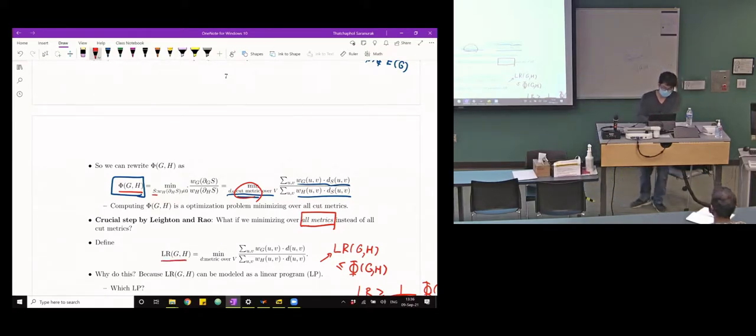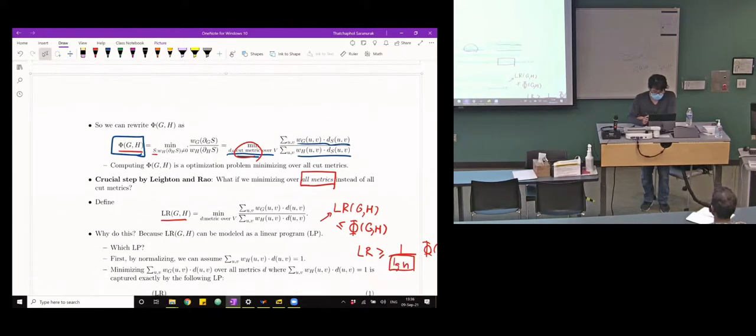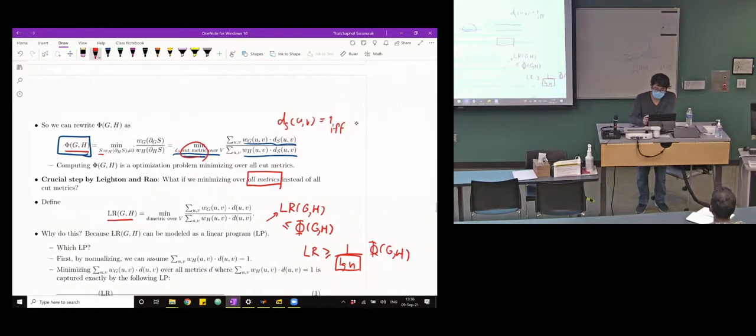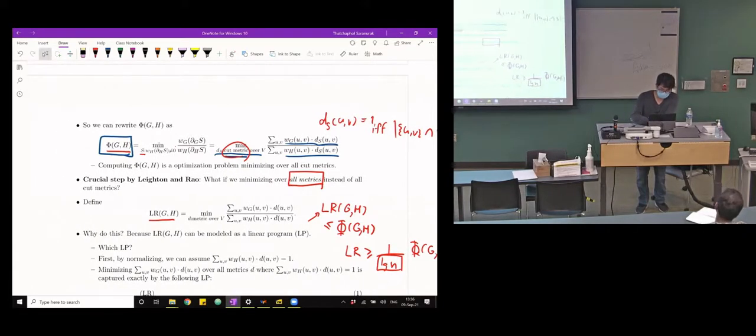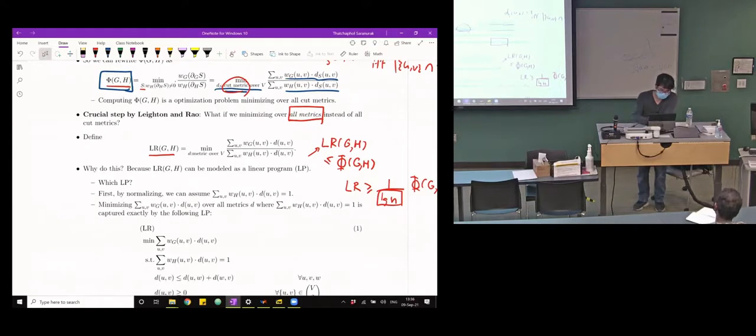So LR of G, H. Here d_S of u, v is the cut metric: it's 1 if the pair is separated between S and V minus S, and 0 otherwise. Is it just the indicator function of whether the cut is separating the pair? Right, yeah, it's a cut metric. So d_S(u, v) is 1 if the pair is separated.